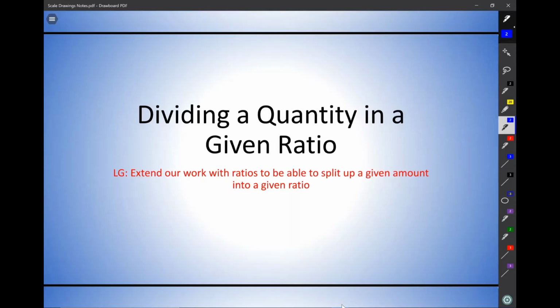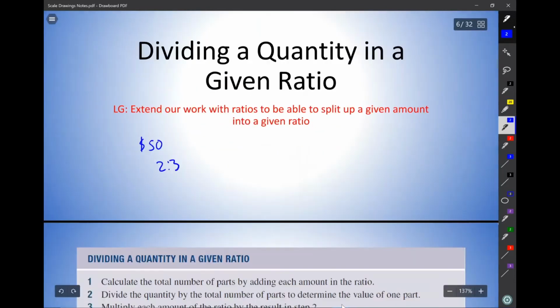Today what we're talking about is dividing a quantity in a given ratio. We've learned how to simplify ratios, but now we're going to look at the kinds of questions where you have $50 and you want to split it between two people in a ratio 2 to 3. How much does each person get? These are the types of questions we're going to be answering today.